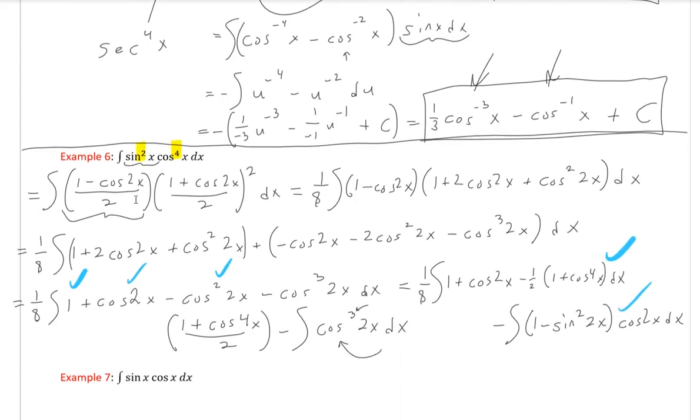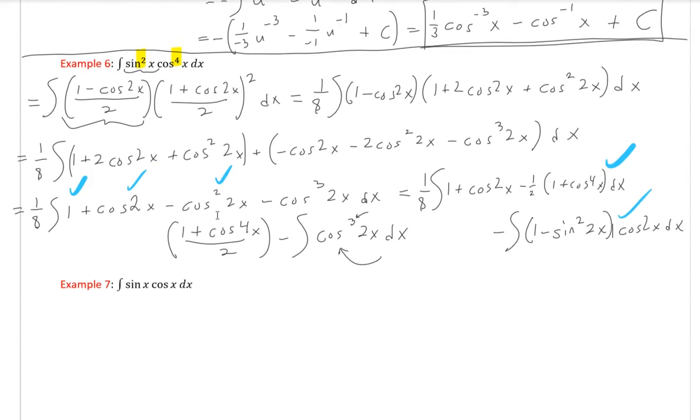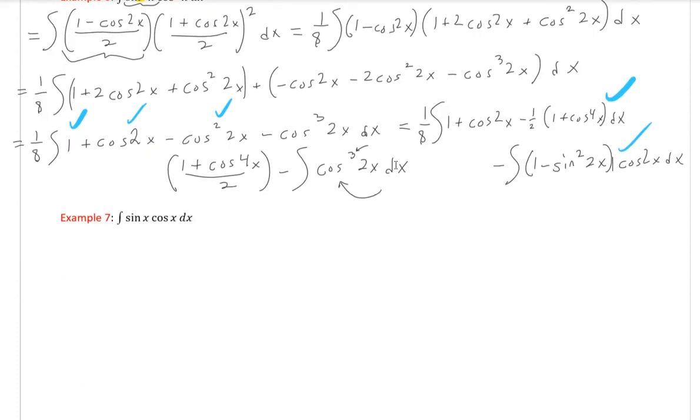If they're both even, it takes a little bit longer because I need to take these and distribute them out appropriately. Okay, I'll leave the rest of that to you.